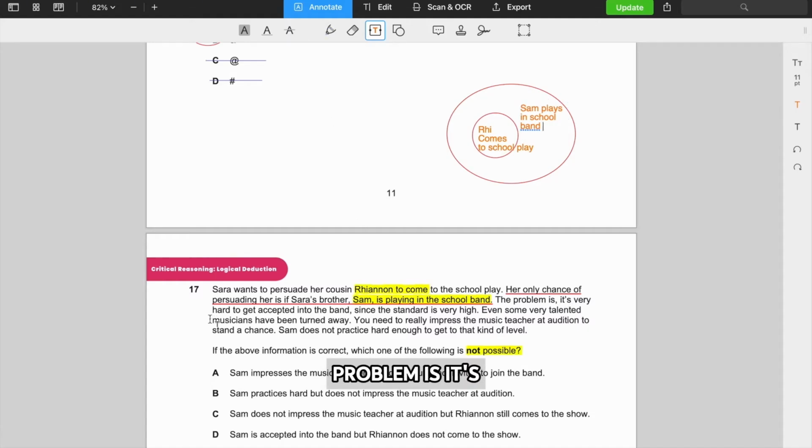Now, the problem is it's very hard to get accepted into the band since the standards are very high. Even some very talented musicians have been turned away. You need to really impress the music teacher at audition to stand a chance. So this is the next necessary condition. So how do we know it's a necessary condition? Because of the word need.